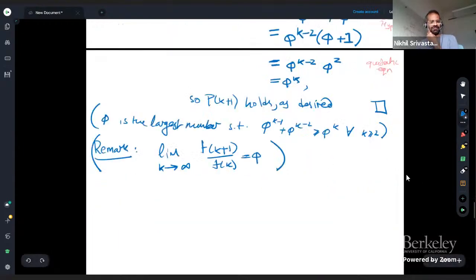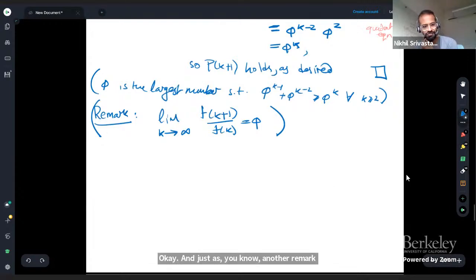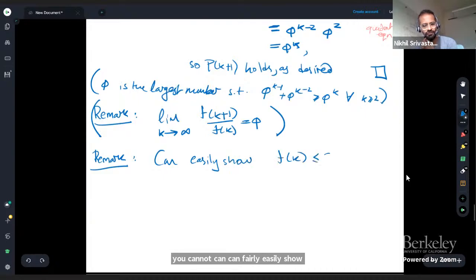Okay, and just as another remark which is easy to show, you can fairly easily show that f of k is at most 2 to the k. And maybe you should do this as a homework exercise, just to get some rough ballpark on the rate at which these numbers grow. So it's between golden ratio to the k and 2 to the k.